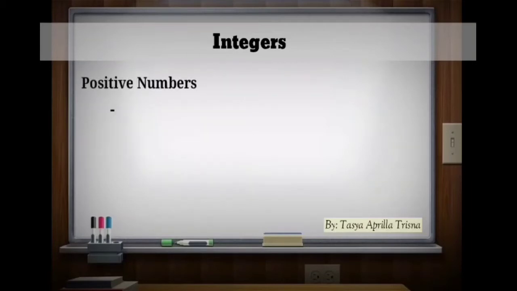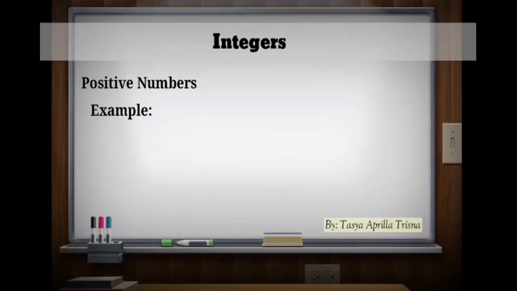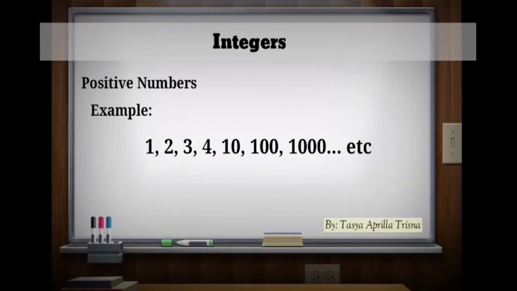Positive numbers are whole numbers having a plus sign in front of the numerical value. In most cases, the plus sign is ignored, simply represented without the symbol. Positive numbers are greater than the negative numbers, as well as 0. Positive numbers are represented to the right of the 0 on the number line. Examples of positive numbers are 1, 2, 3, 4, 10, 100, 1000, and etc.